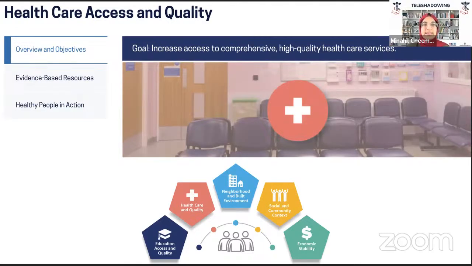Then there's healthcare access and quality. We talked about this. People who don't have health insurance may not be able to access high quality healthcare. Even people with health insurance, there are different types of health insurances. Some don't have dental coverage, some don't have vision coverage. So these are all things to think about when we are seeing patients for the first time. Do they have these resources in place to be able to access the prescriptions that you're prescribing them?